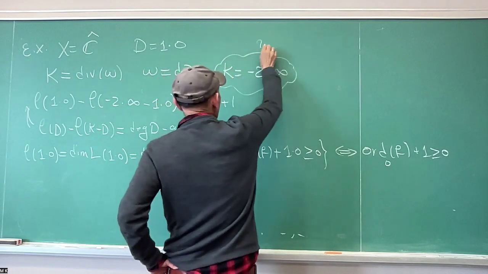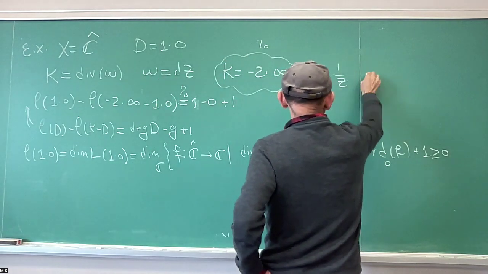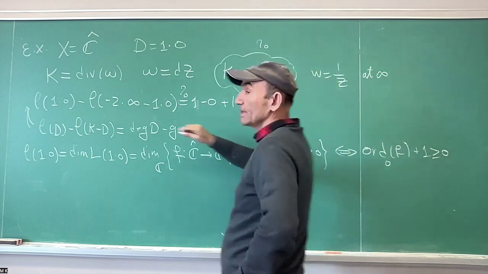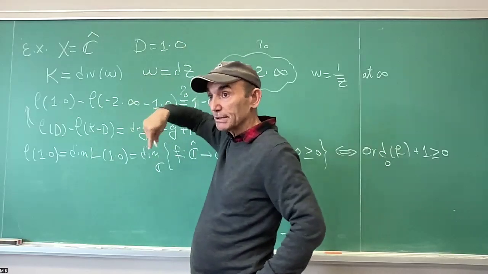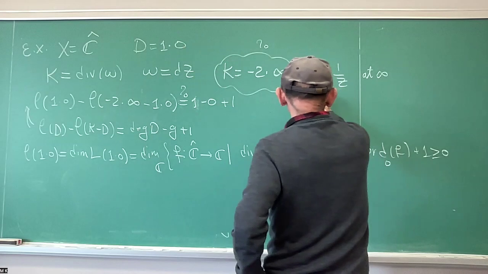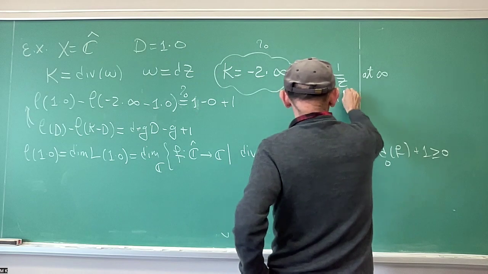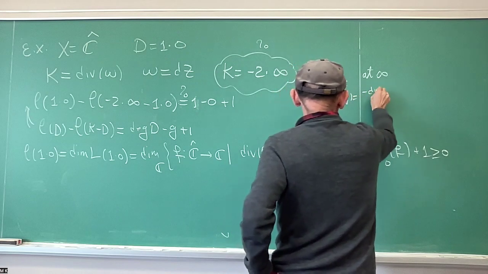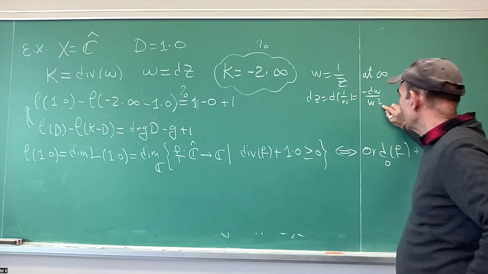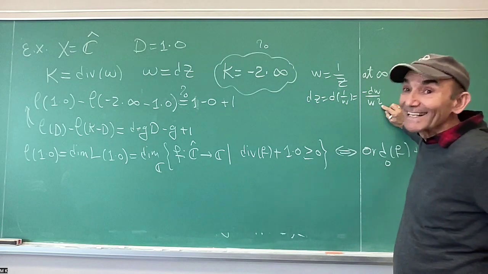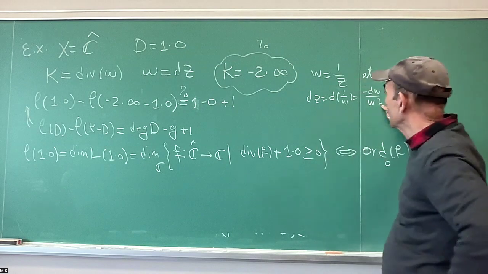That was your question. So just use the coordinate w equal to 1/z at infinity, because we don't know what is the form of this differential at infinity. We just bring it near 0 and then study it near 0. So then dz is equal to d of 1/w, which is negative dw over w squared. So it has order -2, but is not 0 at infinity because we just use coordinates.